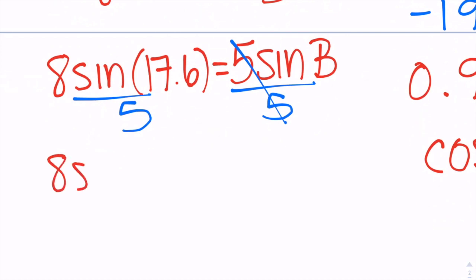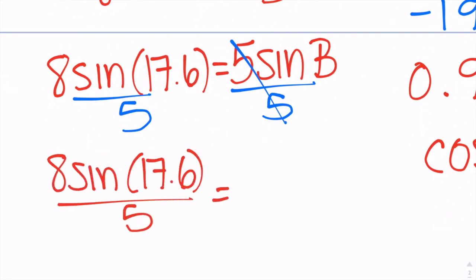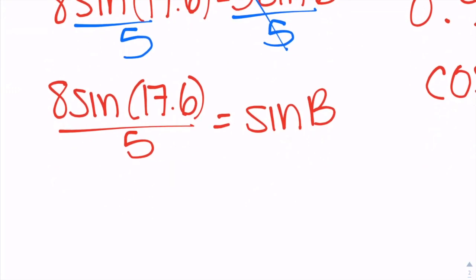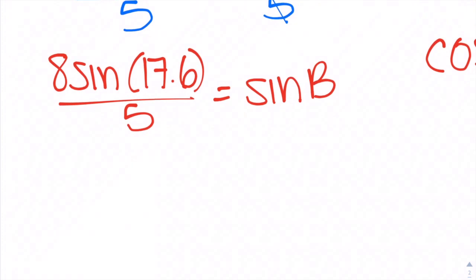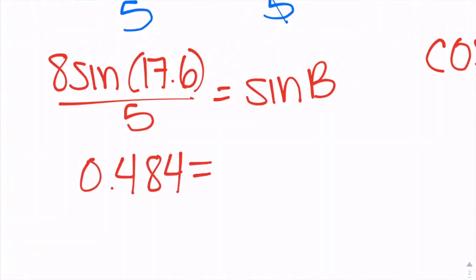And so you find that 8 sine of 17.6 over 5 is equal to sine of B. We're going to put that all in the calculator to get ourselves a decimal. And so we get approximately this decimal is equal to sine of B.